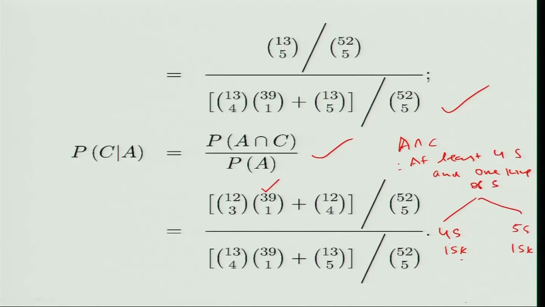Now let's look at this situation. This situation is 5 spade, all are spade, and I want 1 king of spade. 1 king of spade can be chosen in 1 choose 1 way, and I want 4 remaining spade cards. The remaining spade cards leaving the king are 12, and 4 can be chosen in 12 choose 4 ways. This is the total number of ways. So this is the required probability.